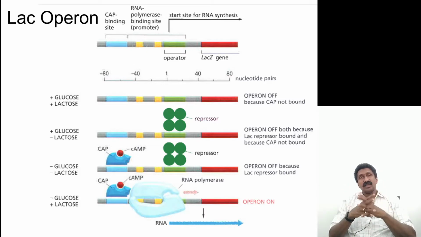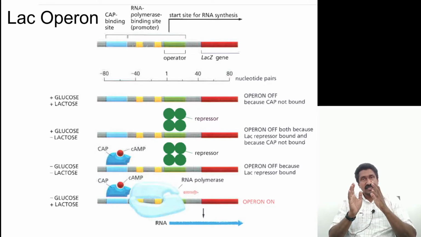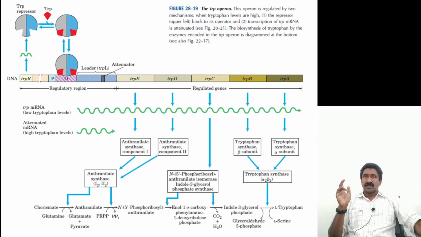This is one of the examples of regulation of gene expression at the transcription level, and we will discuss the operon concept later. We are not going in depth into the lac operon concept here; that can be addressed later. But here is an example. The lac operon is an example of regulation of gene expression using positive and negative mechanisms at the transcription level. Okay.